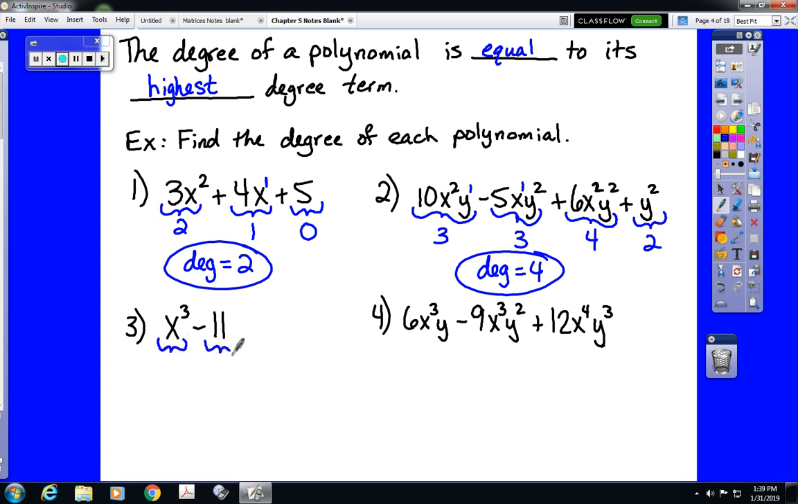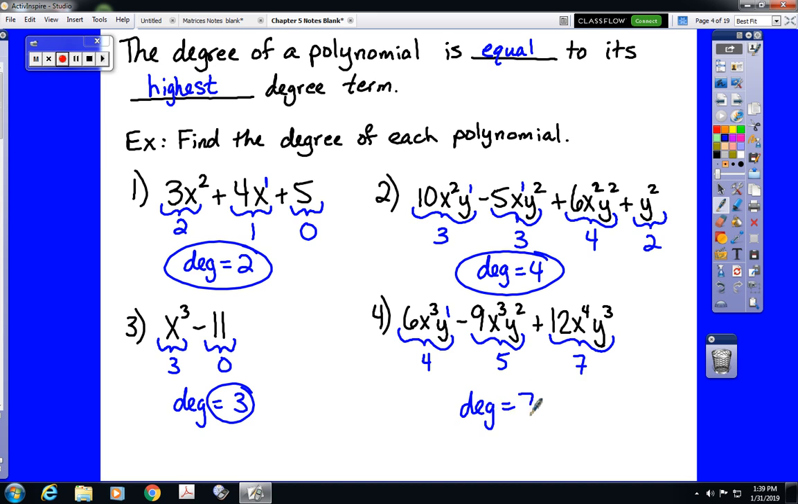Number 3 is a binomial. There are 2 terms. The first term is degree 3. The second is degree 0. So the degree of the polynomial overall is degree 3, which makes it a cubic equation. And we'll do more of that vocab in a later lesson. Number 4 is a trinomial. It has 3 terms. The first term is degree 4, 3 plus 1. The second term is degree 5, 3 plus 2. And the last is degree 7, 4 plus 3. So the degree of the overall polynomial would be the largest of those numbers, or 7. That does it for the first video in the series over degree and number of terms.